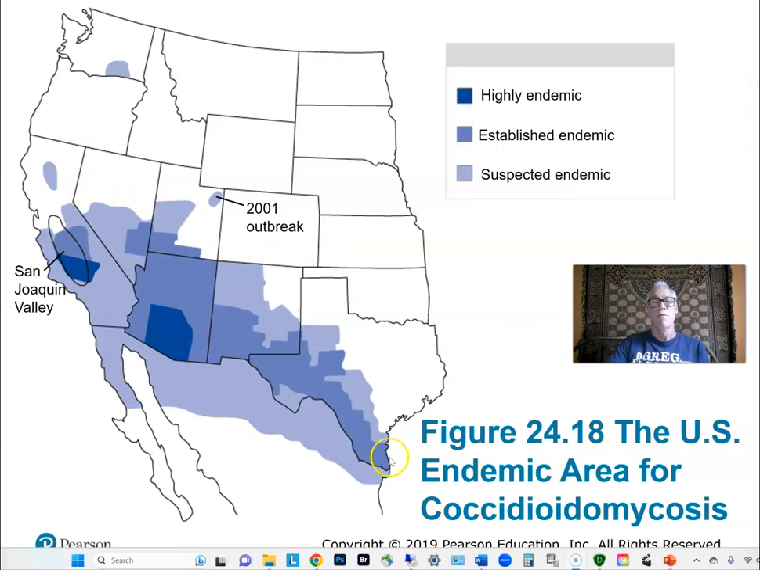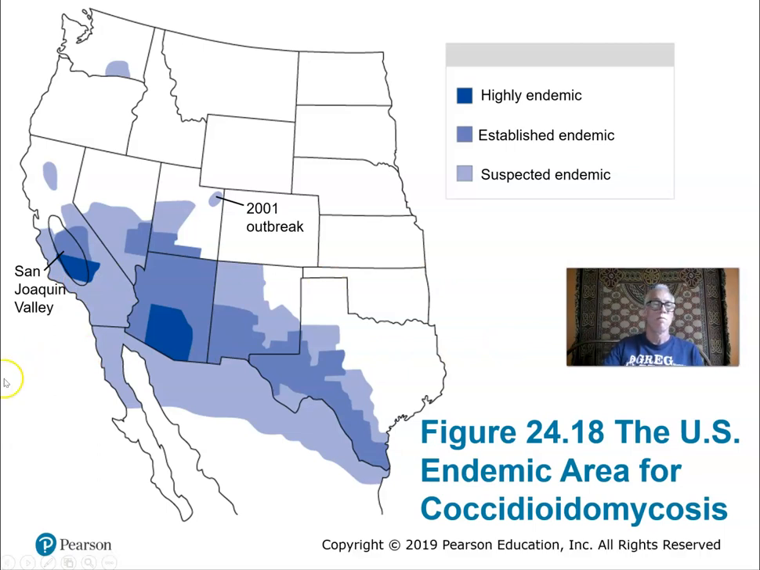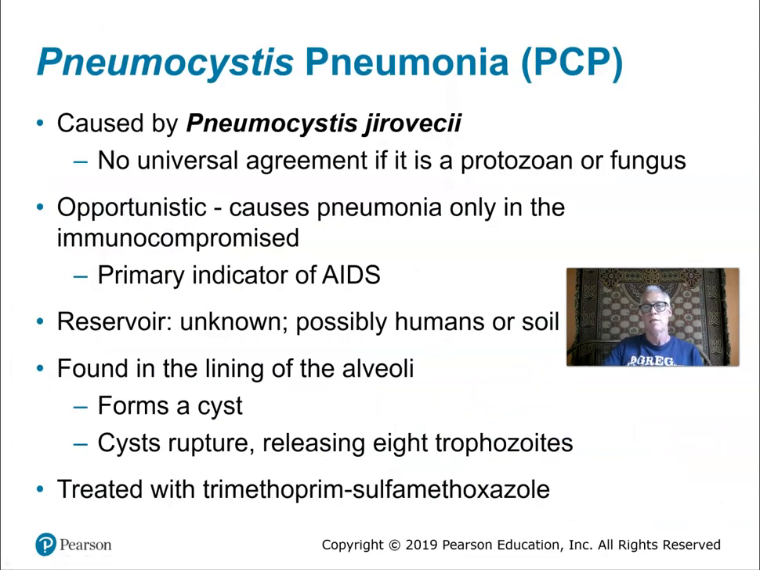Here's a little range map for Coccidioides immitis. San Joaquin Valley is here. That's probably where its prevalence was first known, or where it originated. And then here's the now known region where you'll see a fairly high incidence of that disease.